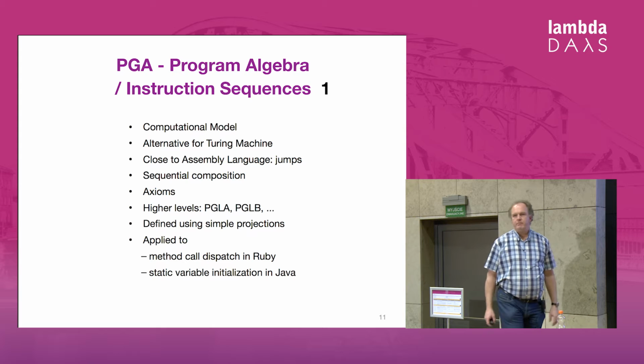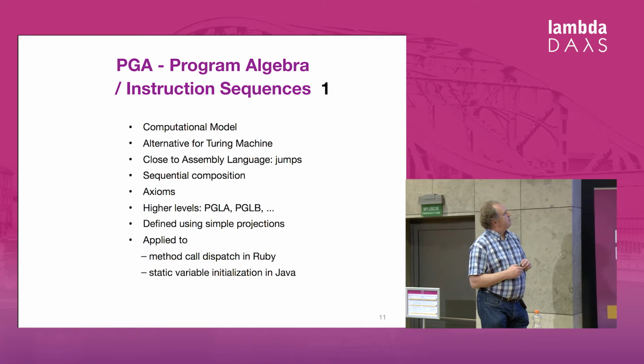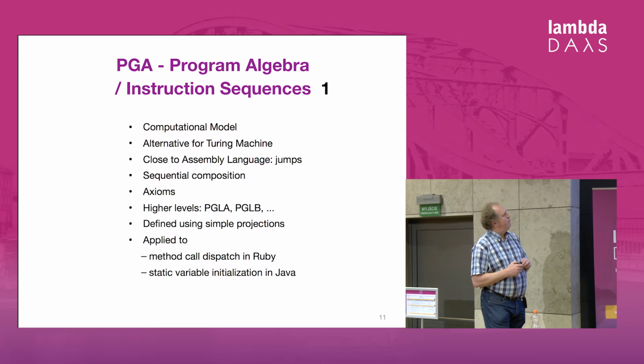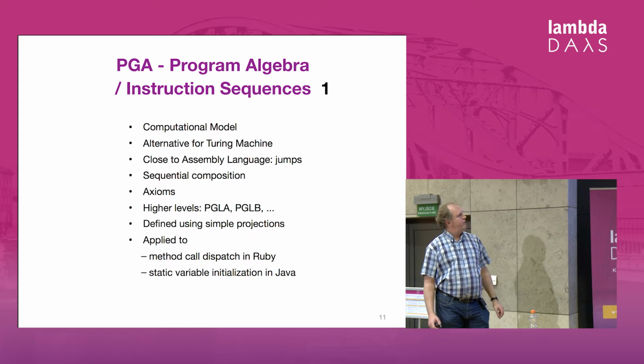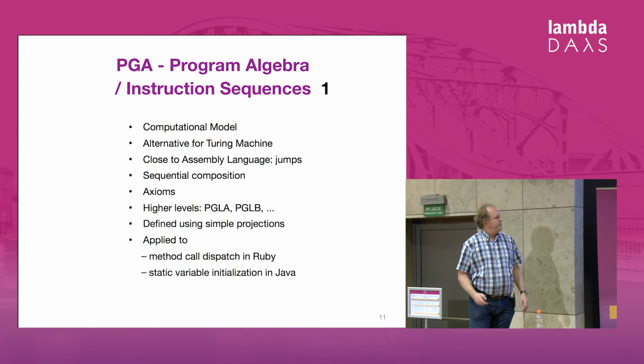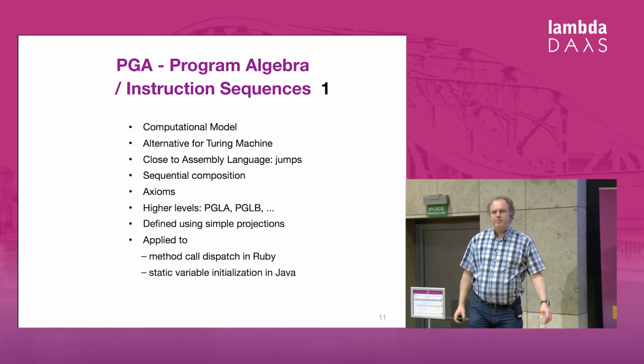So far for this ACP and what you can do with it. This PGA is a bit similar in theory, and it's kind of a computational model. I would say maybe an alternative for the Turing machine. And let's have a quick look at this.